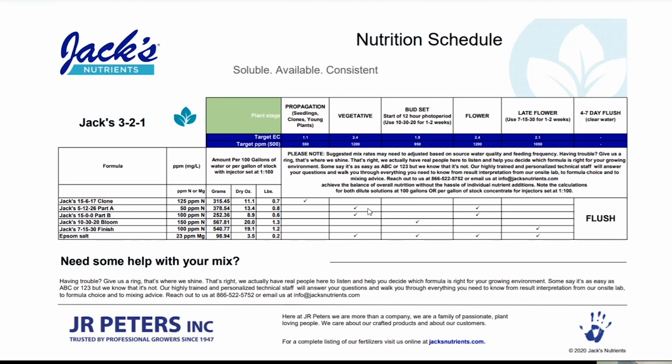In the vegetative stage here, we're using the 5-12-26 at a rate of 50 parts per million nitrogen, the 1500 part B at a rate of 100 parts per million nitrogen, and then our Epsom salt is going to provide about 20 to 25 parts per million magnesium. And then that 3-2-1 comes from roughly 3 grams of the part A, roughly 2 grams of the part B, and roughly a gram of the Epsom salt per gallon of water. So that's where that 3-2-1 comes in, and that's what's going to really push our plants.